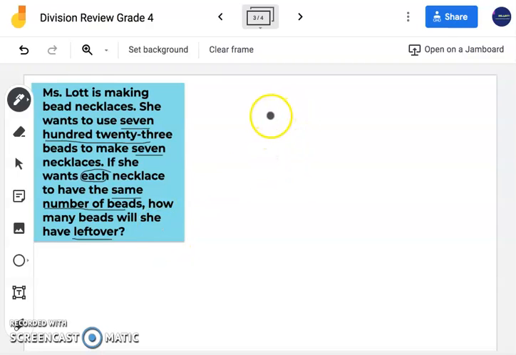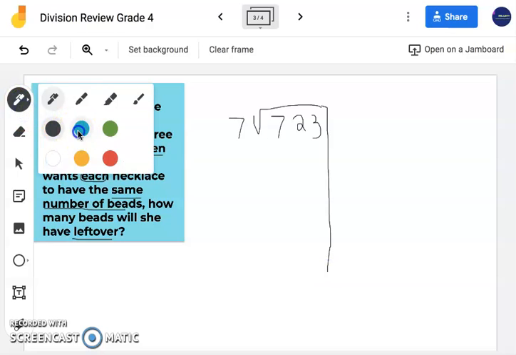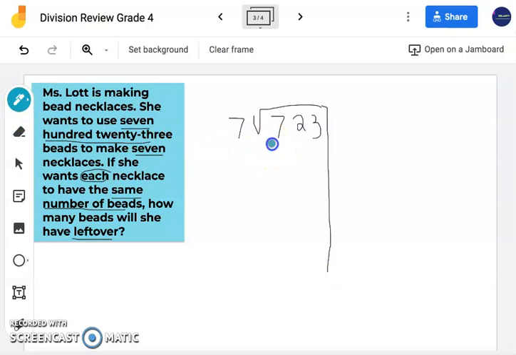So now let's start. We identified 723 as my dividend. We identified 7 as my divisor. Now, for this problem, I'm going to use partial quotients this time. So first thing I'm going to do is let's do step 1 in blue. Now look at my 7. Same question I asked in the previous problem. 7 times what number gets me close to or exactly to 7? Well, 7 times 1 is 7. That's great.